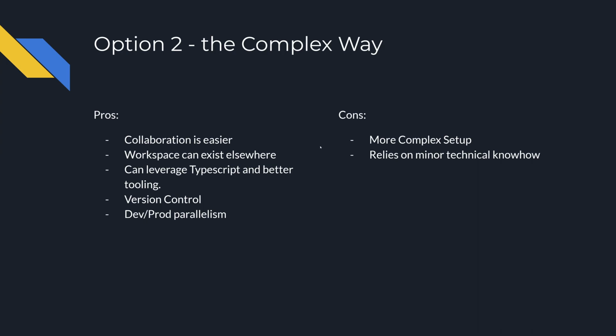dev-prod parallelism that I mentioned just below that, which is this workspace lets you have not only a development version of your project, but it also lets you keep a production version of your project separately. So that way you can do rapid iteration on your dev version, but keep production totally separate. There's more complex ways to do that. We'll get into that a little bit when we get into leveraging GitHub and Git repositories, which is totally optional. The con of that is that the complex way is more complex.